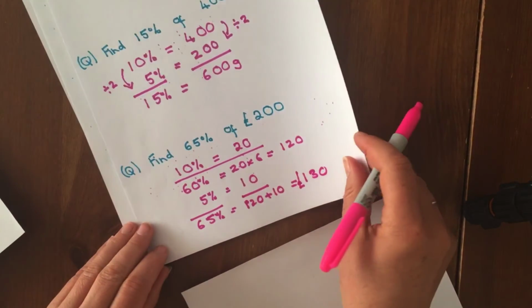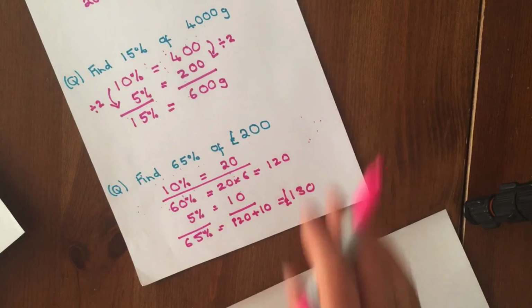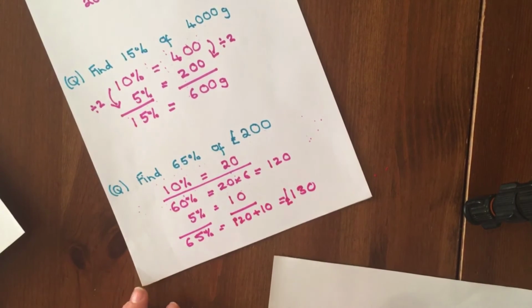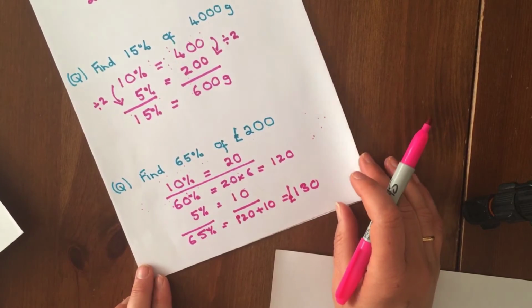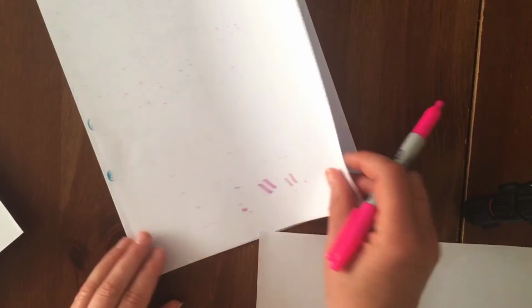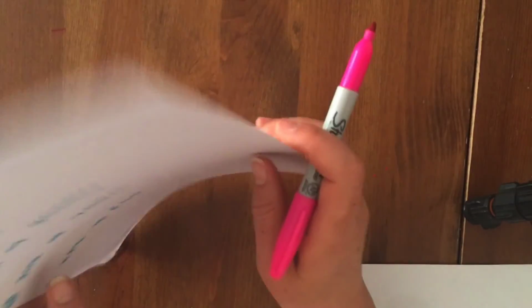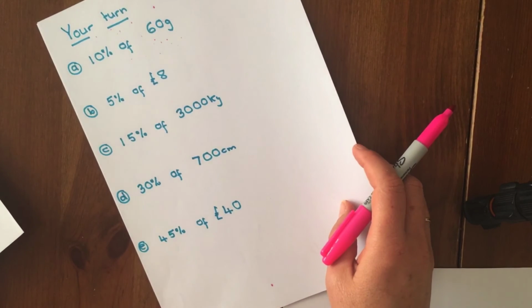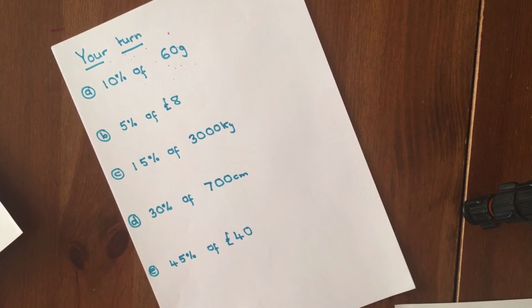What I'm going to give you now, and I hope you've written some of these notes down in your books as we're going along. If not, you can play the video again and write some examples in your book. You're now going to have a go at doing these questions here. There are 5 questions. I'd like you to pause the video and have a go at doing those 5 questions. And then I will go through the answers.